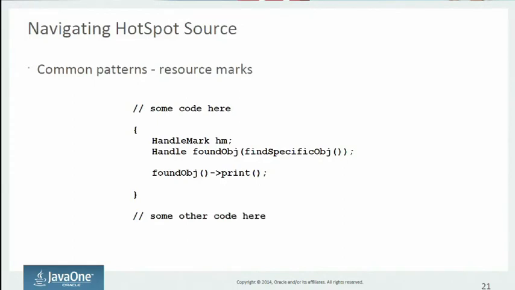Now we can then allocate resources out of that pool. In this example, we're allocating a handle, which is a pointer to an object. And then we can do something with that. Here we've found an object and we're going to print something out about it. But then when we hit this lower curly brace, then the destructor for handle mark is called, and that will actually release all those resources back to where they came from. So that resource pool will return to the state it was in before we entered this block of code.